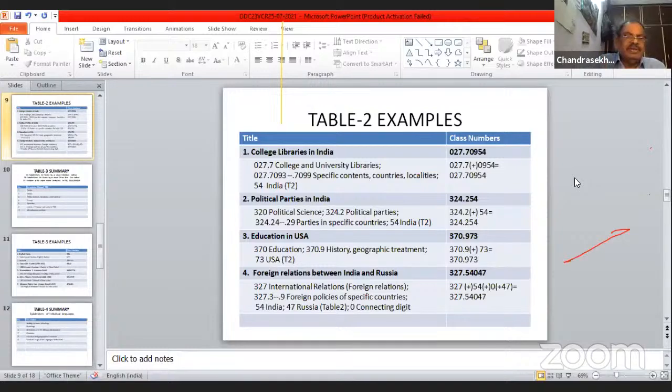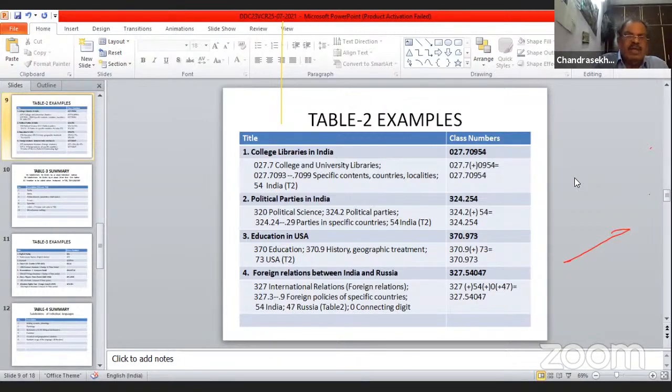So you take the subject area, then you add the geographical area number. There's a country's number from table 2. Country numbers are always available in table 2. So if you remember the basic numbers of some of the countries, you can save much of your time. 54 India, 73 is USA, 51 is China, 52 is Japan. So Andhra Pradesh, 5484. Andhra Pradesh and Telangana, 5484 as of now.